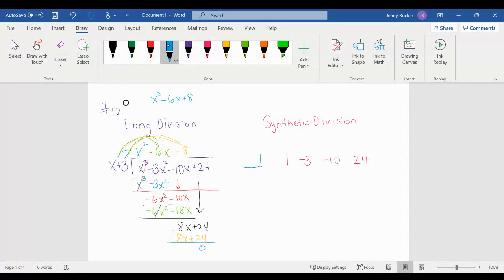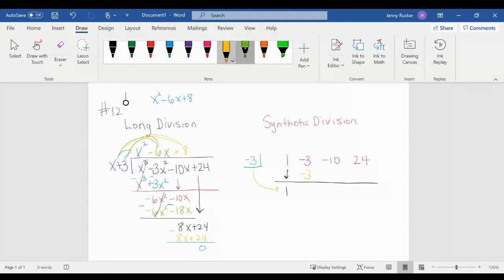And remember, we need to do the opposite. So it would be a minus 3 because that is our 0. All right, we're going to bring down this 1. Now we are going to multiply. Negative 3 times 1 is negative 3.